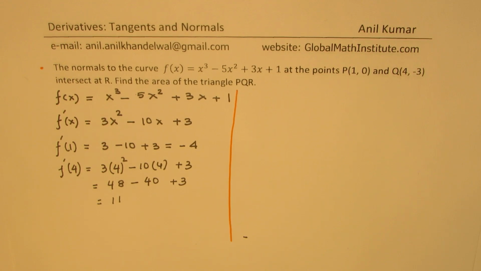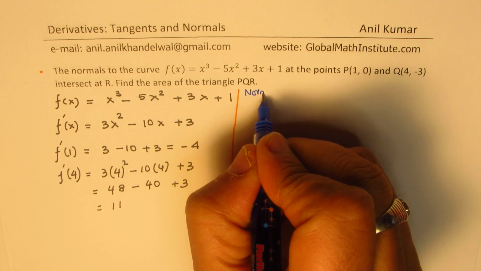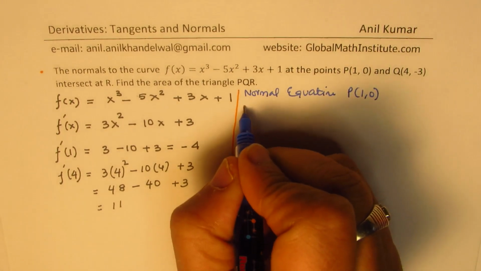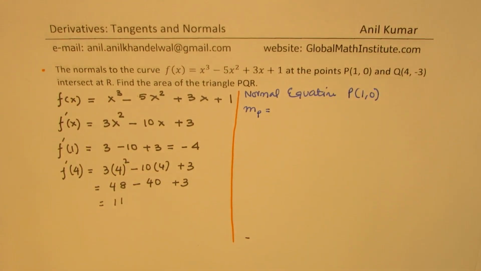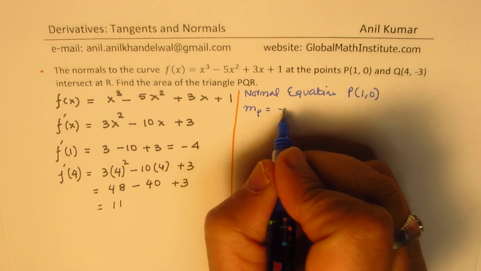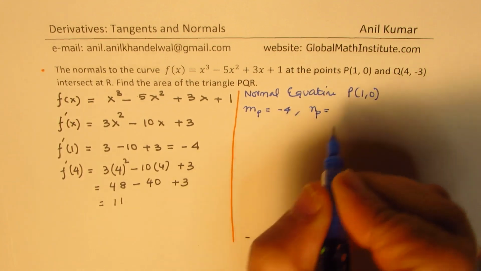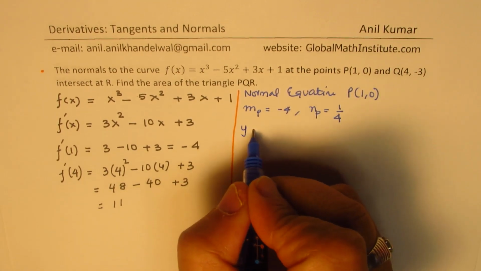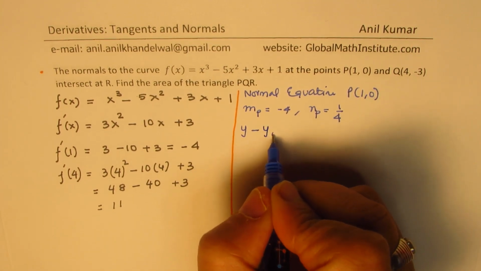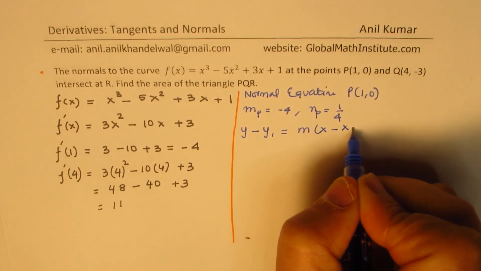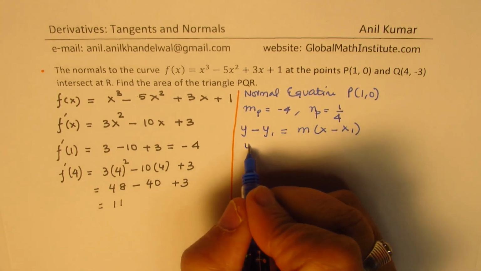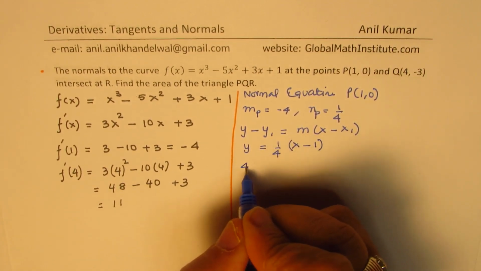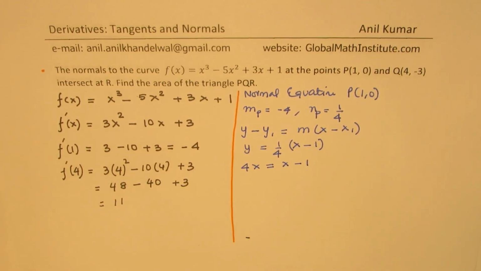Now let's figure out the equation of the normal at the point (1, 0). We know that the slope at this point P, where x equals 1, is minus 4. So the slope of the normal at P will be the negative reciprocal, 1 over 4. The equation of the normal will be y minus y1 equals m times x minus x1, correct? In this case, y1 is 0, so we can write y equals the slope of the normal, which is 1 over 4, times x minus 1. Or we get 4y equals x minus 1. That's one of our equations.